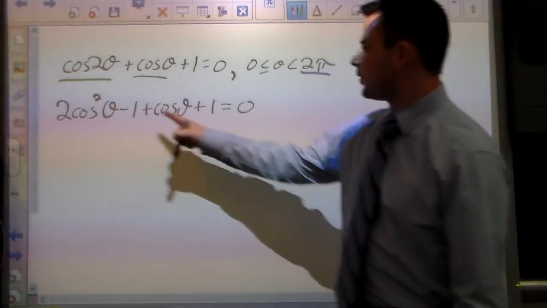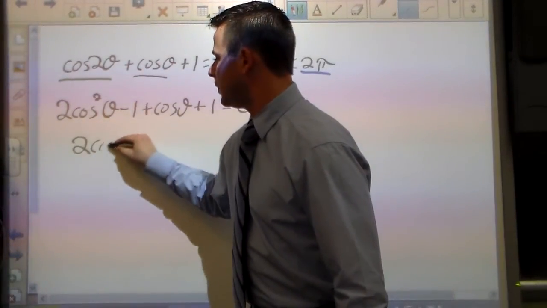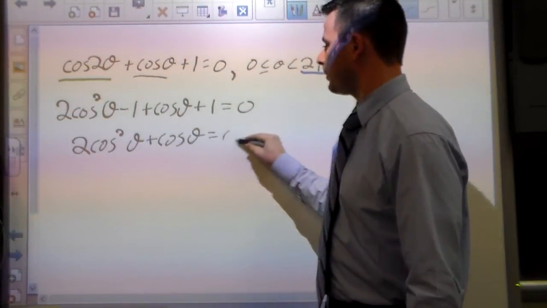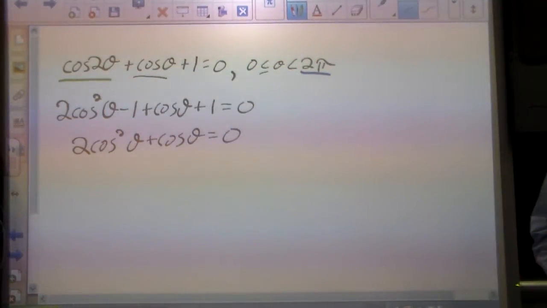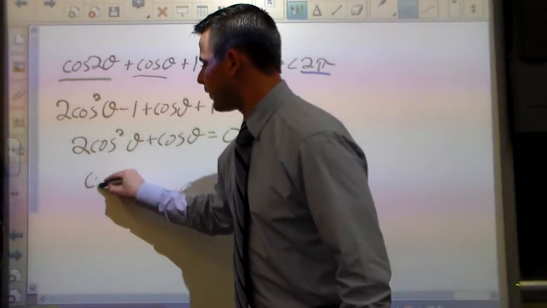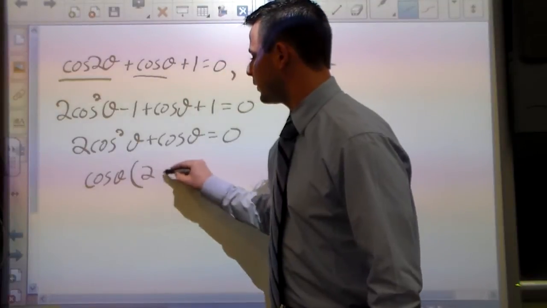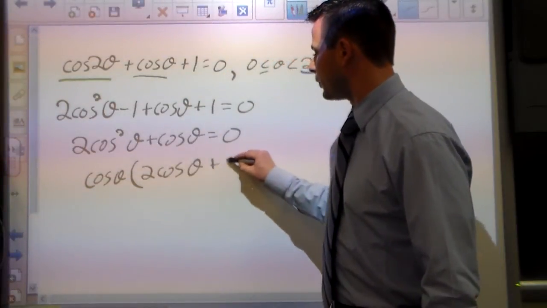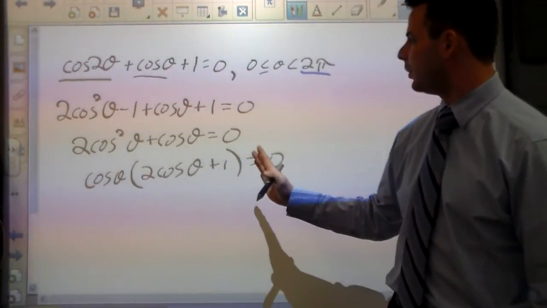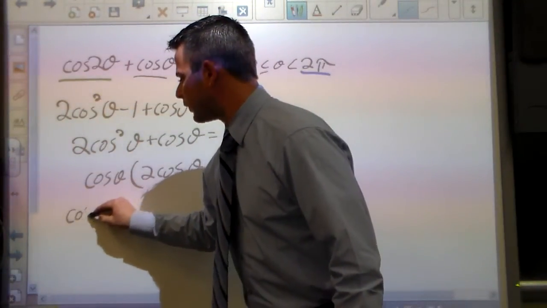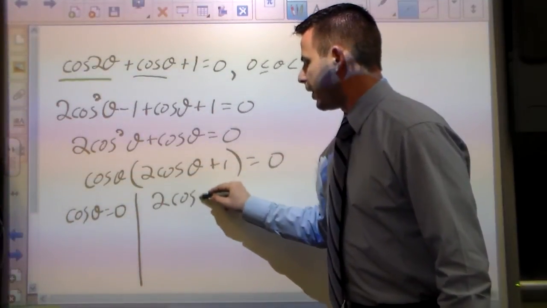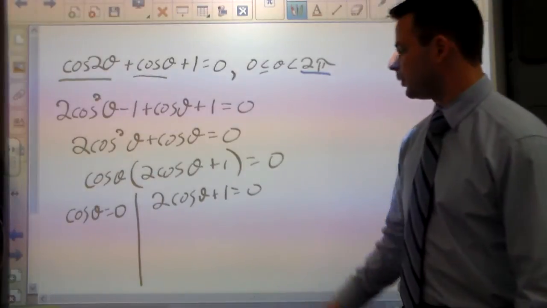Let's just combine like terms. We have canceling 1s here. So we have 2 cosine squared theta plus cosine theta equals 0. No need to change this in x because we have a common factor of cosine. So let's factor out a cosine, leaving us with 2 cosine plus 1. Don't forget it's still equal to 0. So now we have 2 factors, we'll set them both equal to 0 and solve separately. So cosine theta equals 0, and 2 cosine theta plus 1 equals 0.